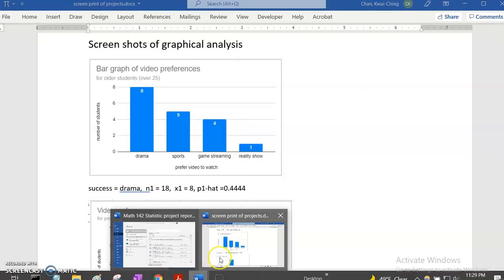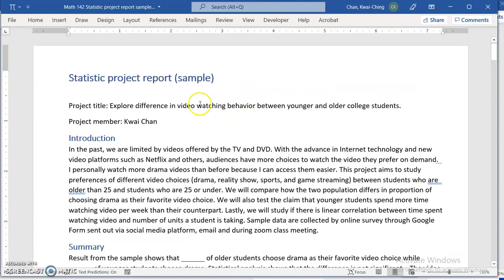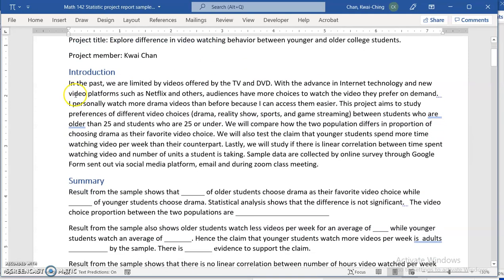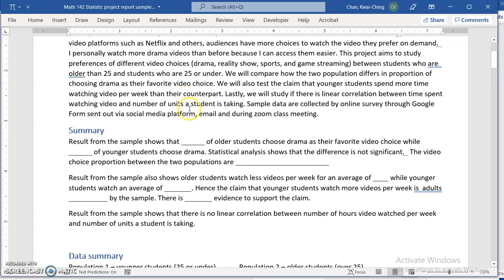Okay, so where's my project report? Here, yeah. I did a framework of the report following the requirements. So in the report, I should have an introduction, which introduces what I'm doing, what the populations are, what data, and what claim I am testing. This is basically a summary of your project plan, and also why you chose this project.